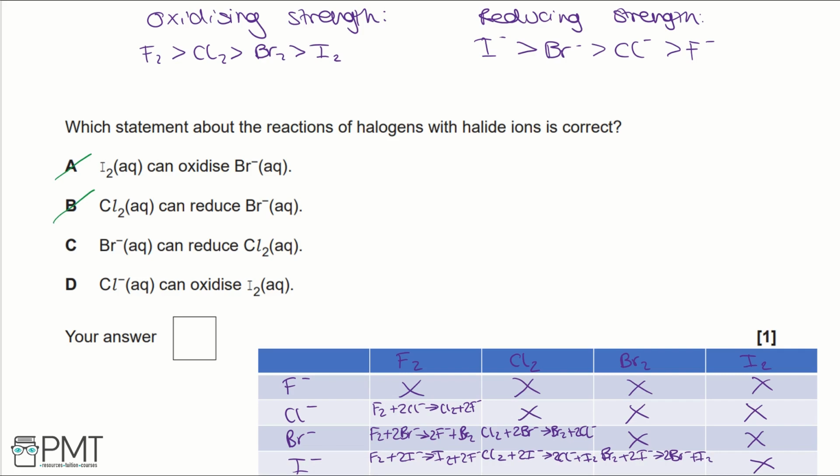C. Bromide ions can reduce chlorine. Well, this is another way of saying that chlorine is oxidizing bromide ions by saying that bromide ions are reducing chlorine. So this is actually true. Then D. Chloride ions can oxidize iodine. Well, chloride ions and iodine do not have a reaction, so this cannot be true. Therefore, our answer is C, and to get the mark for this question, you need to write C in the answer box provided.